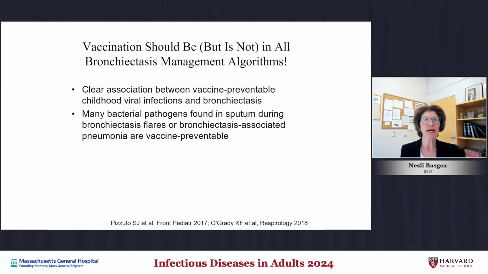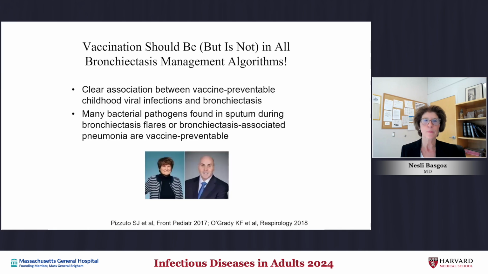So you notice that the algorithm I showed you for management doesn't include vaccination, and that was shocking to me, and it should be in all bronchiectasis management algorithms. First, there's a clear association between vaccine-preventable childhood viral infections and bronchiectasis, and those may have contributed in patient 2 with severe bronchiectasis. But also many pathogens found in the sputum in bronchiectasis flares or bronchiectasis-associated pneumonia are vaccine preventable.